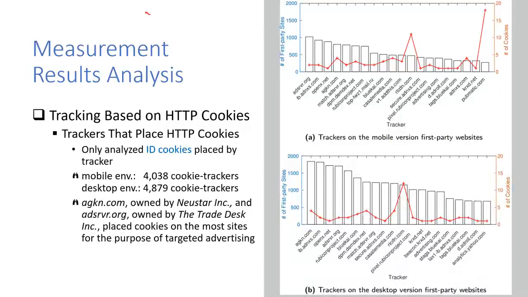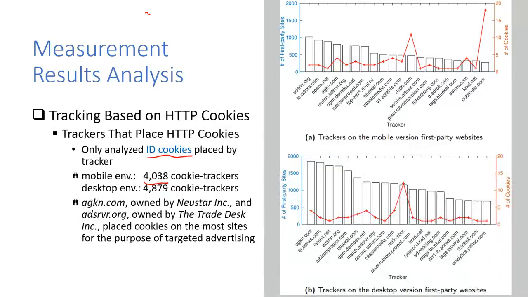So far, we have talked about JS trackers. Now let's talk about cookie trackers. In this part, we only analyzed ID cookies placed by them. ID cookies are cookies that can be used to track web users. In total, we identified over 4,000 cookie trackers in the mobile environment and nearly 5,000 cookie trackers in the desktop environment.